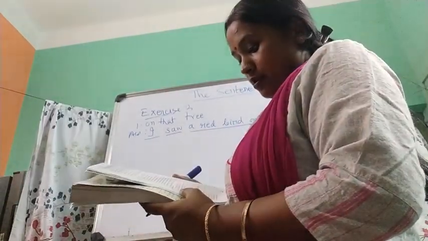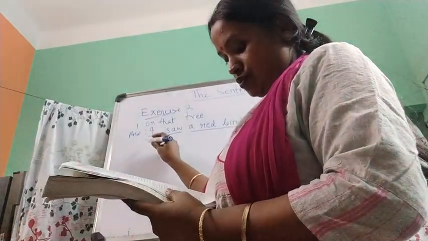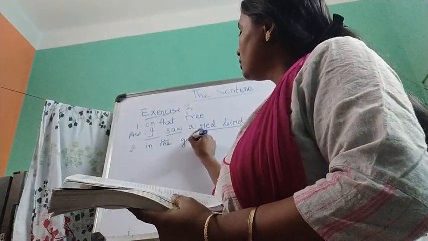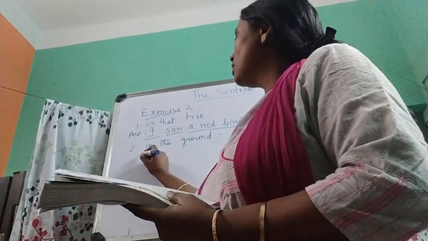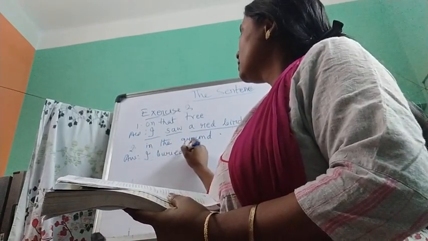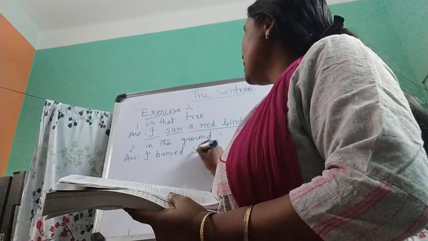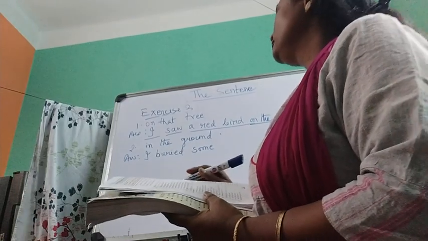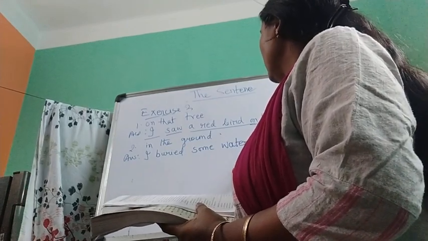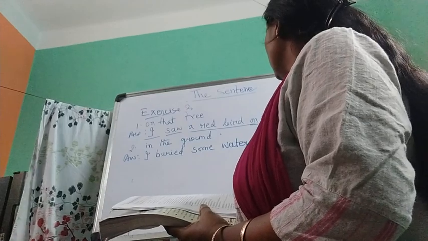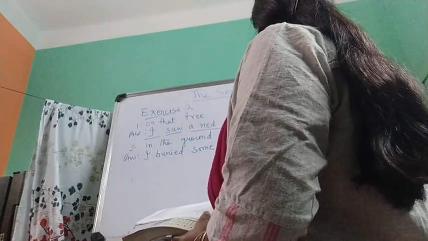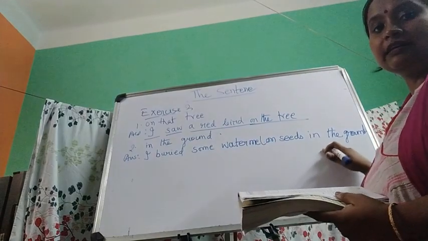Okay, now number 2, in the ground. In the ground, you can write: I buried some watermelon seeds in the ground. I buried some watermelon seeds in the ground.